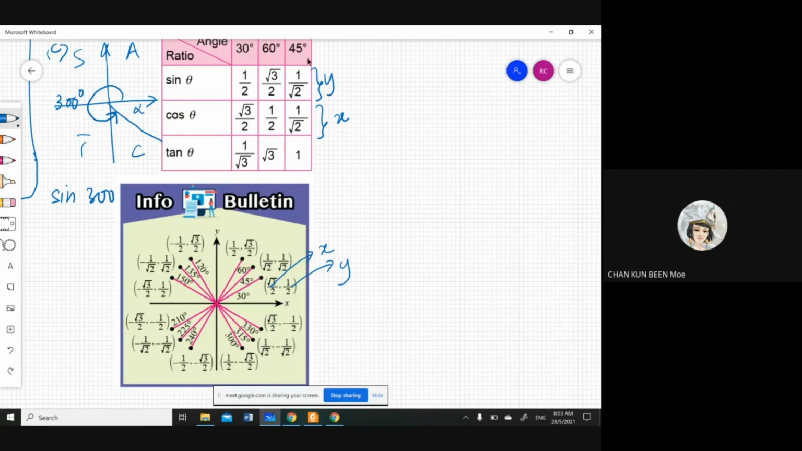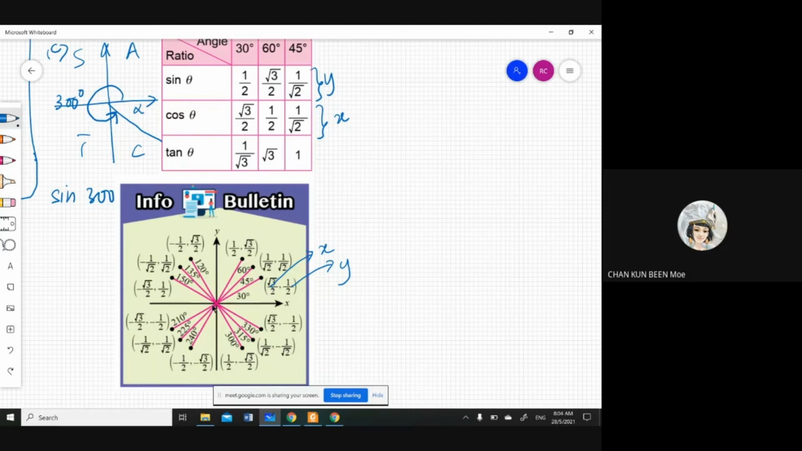So we refer to 45 degree. The X coordinate is root 2 over 2. Y coordinate is root 2 over 2. They are the same. And when you go to 60 degree, you refer to 60 degree here. The X coordinate is 1 over 2, so you can compare. And then the Y coordinate is root 3 over 2. That is how they get all this.